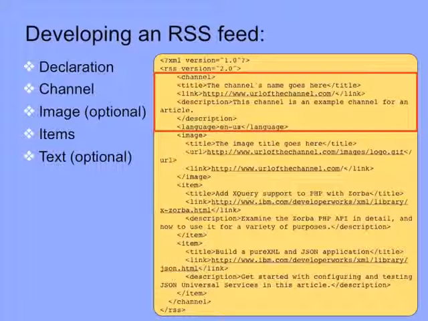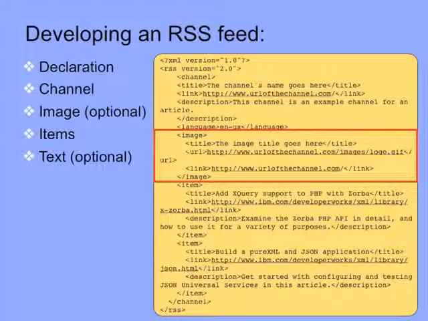The channel element contains metadata that describes the channel, such as who created it, a description of the channel, and the URL. The image element is optional. It is usually used to include the logo of the channel provider. The image's title, URL, width, and height tags allow renderers to translate the file into HTML.